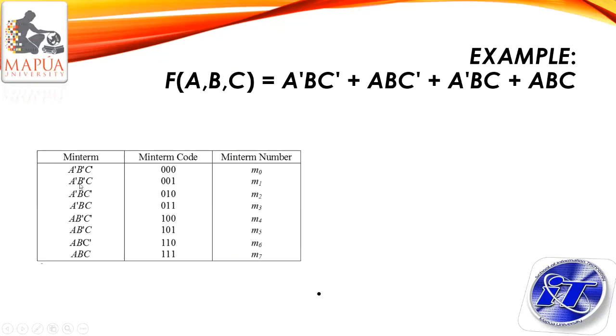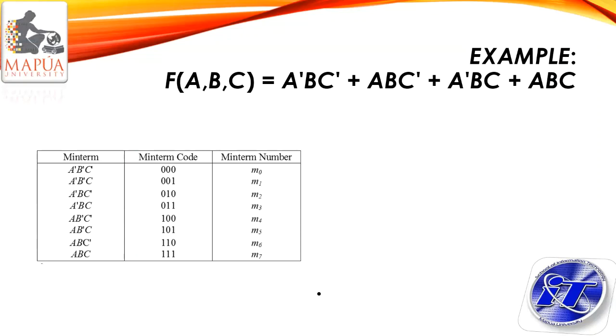How about A' B' C? A' is 0, B' is 0, C is 1. Converting this into decimal, we have 1. Therefore, it could be represented by M sub 1. And how about A B C? A is not complemented, so it must be 1, and so are B and C. Therefore, the values of A, B, C are 1, 1, 1. Converting this into decimal gives us our subscript, which is 7. So ABC can be represented by M7.